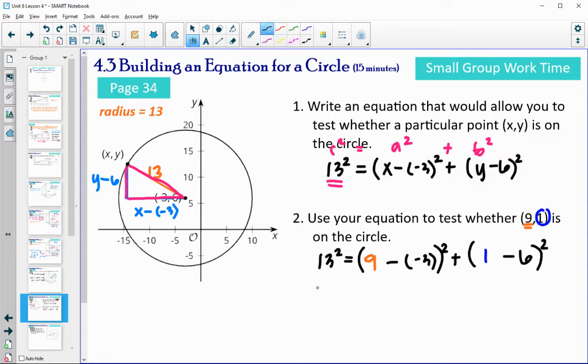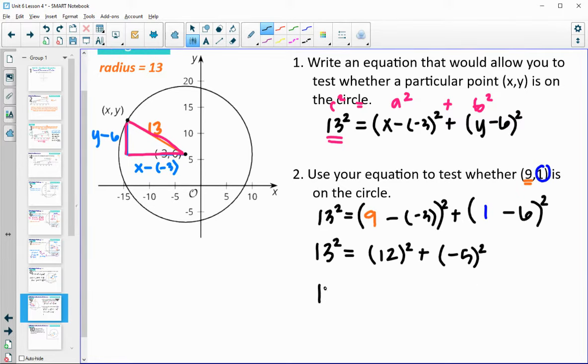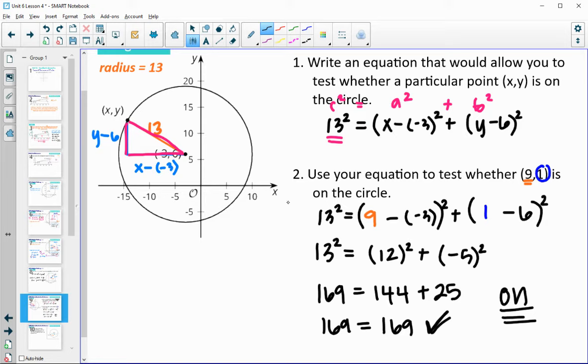And we're just checking if this works. So we're trying to see, does 13 squared equal these? So 9 minus a -3 is 12. 1 minus 6 is -5. 13 squared is 169. 12 squared is 144. Negative 5 squared is positive 25. So 169 equals 169. That is true. So this is on the circle. It, quote unquote, works in the equation that we set up.